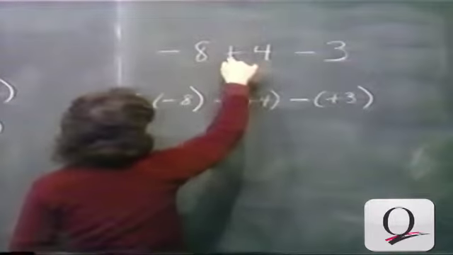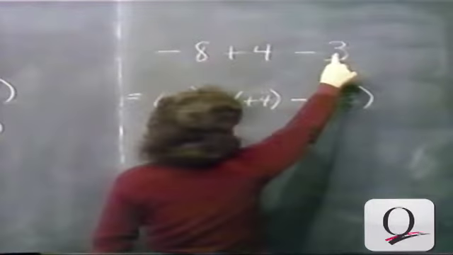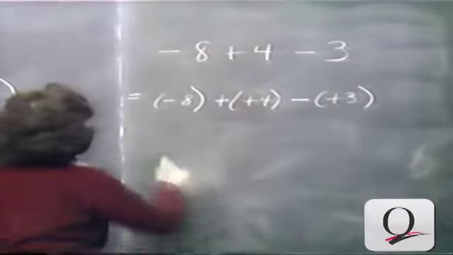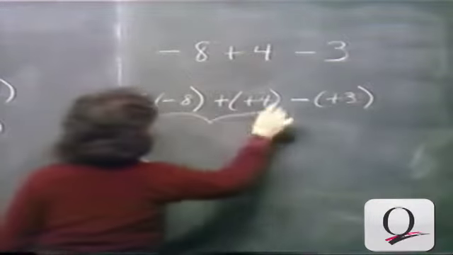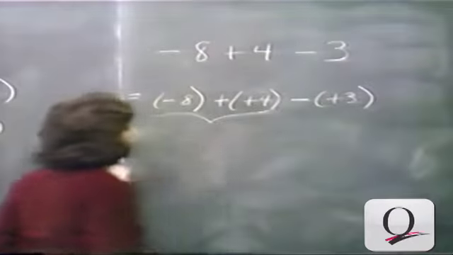4 does not have, this must be the plus for addition. 4 therefore must be plus 4. 3 must be plus 3, and this is the sign for subtraction. Okay, we can do this part of the problem and then subtract off the plus 3.